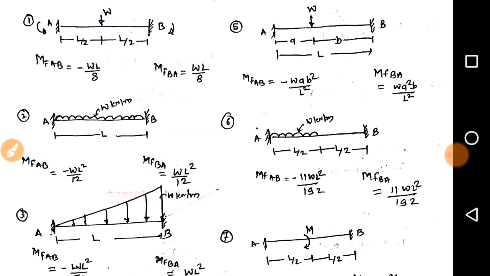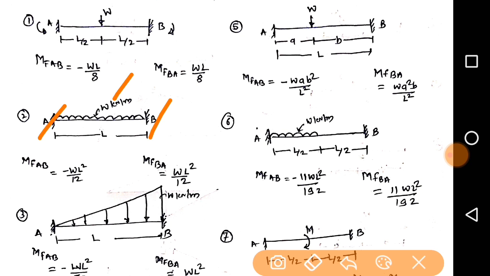In our second case, UDL is acting throughout the span, a uniformly distributed load W kilonewton per meter acting throughout the span. What will be the fixed moment at A and what will be the fixed moment at B? Remember, this is a very important formula. WL square divided by 12 is the formula. WL square divided by 12. The first moment is anti-clockwise, that's why negative. The second one is positive. This is a very important formula.